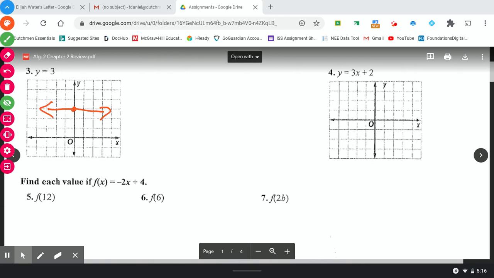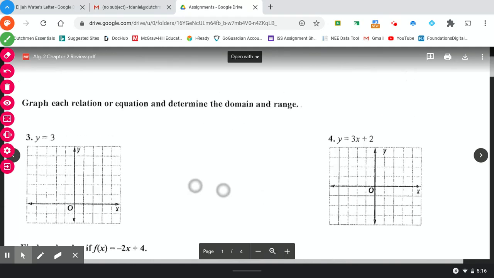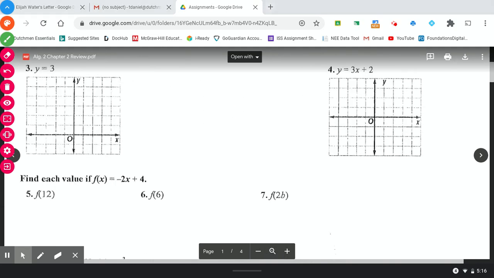All right, and let's see. Did they want us to state the domain and the range? I forget. Yes, the domain and the range. So that's at 3. Our domain is going to be all real numbers, okay? And the range is just going to be the number 3, okay? Because the range is how many y values are involved.